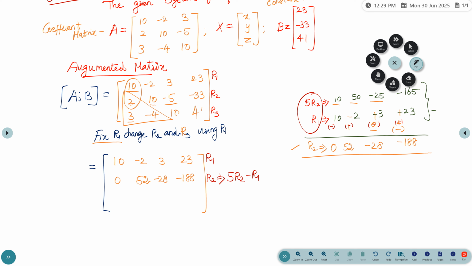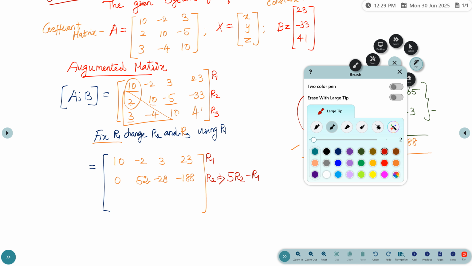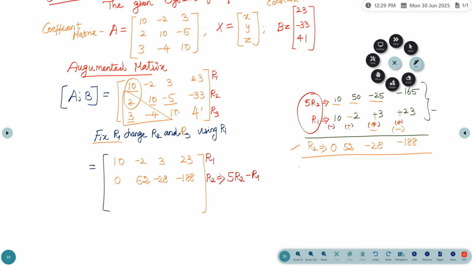Then come to the third row. Taking that third row, we are going to convert the first element to 0 by multiplying by 10. We get the answer 3. So 3 into R1, 10 into R3. Similarly, 3 into R1. So what we are going to do? Multiply the third row by 10 and multiply the first row by 3.